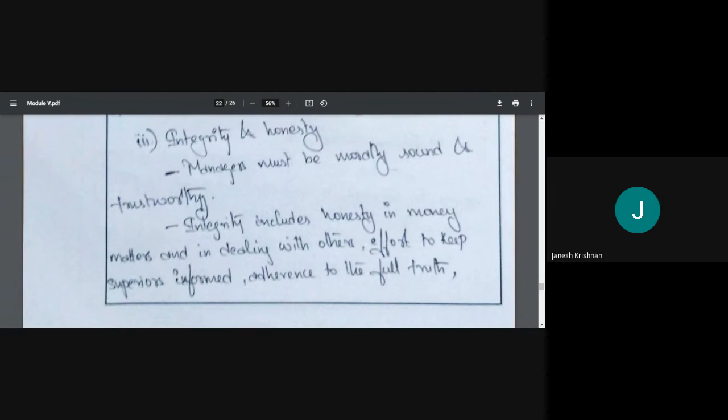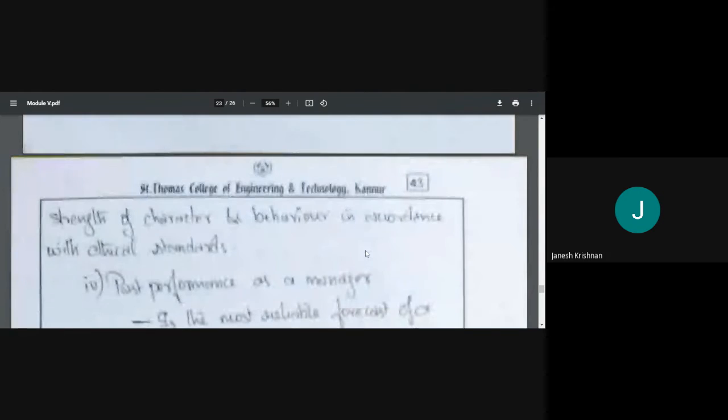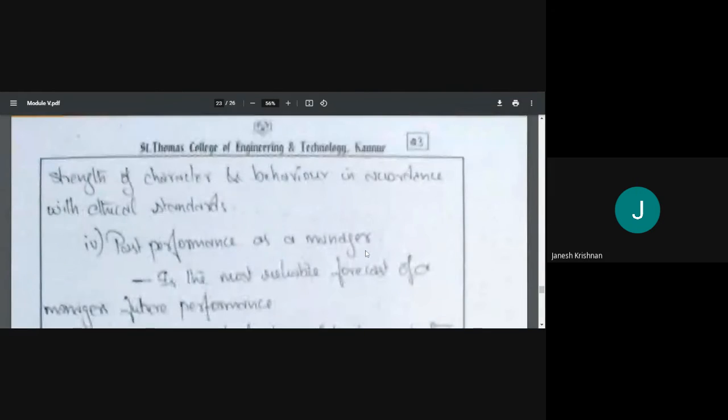And he should keep the superiors informed. He should adhere to the full truth, not partial truth. Tell whatever it is in the true manner. Then he should have ethical standards. He should have ethics, and he should be able to conform to the ethics, right?